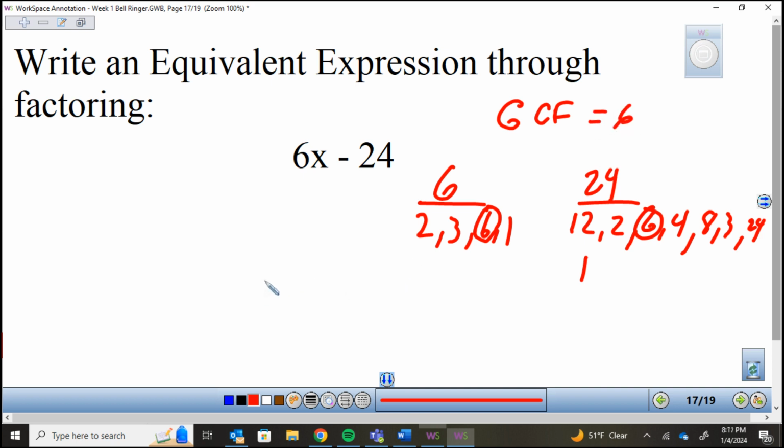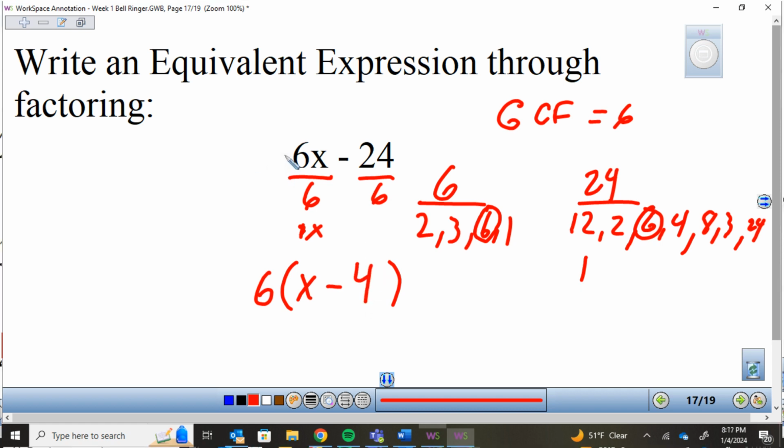Now that we know that, we can put it out in front and add our parentheses. Then we divide each term by that greatest common factor and see what's left. If we divide 6x by 6, we simply get x, or 1x, but we don't really write the 1. Then we take the negative 24, we can put the minus down there, and 24 divided by 6 gives us 4, so our answer would be 6 times x minus 4.